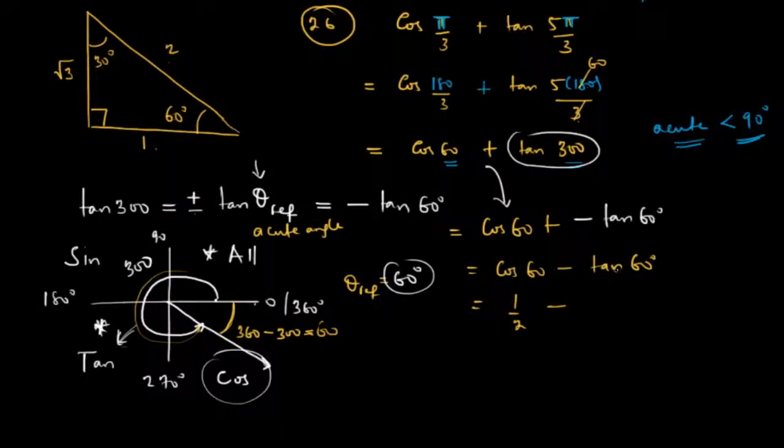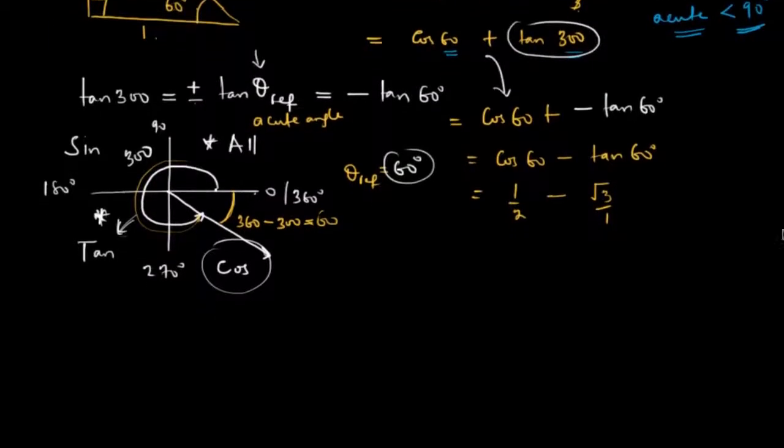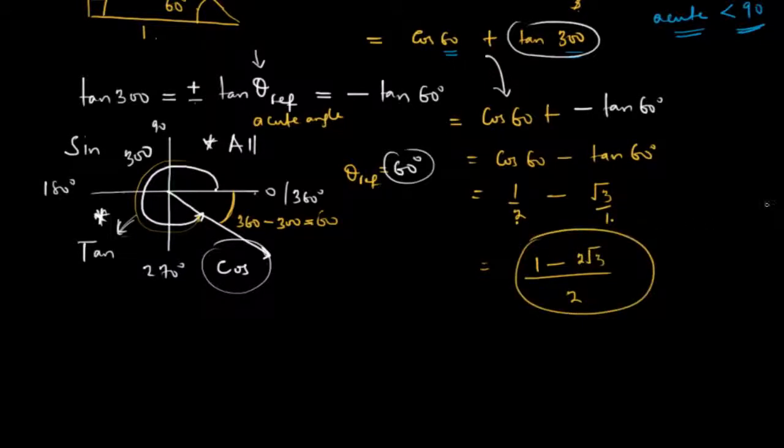Now the tangent of 60 is the opposite over the adjacent, that is root 3 over 1. And then we simplify this. The LCM of 2 and 1 is 2. 2 divided by 2 is 1 times 1, that's 1. Negative, 2 divided by 1 is 2 times root 3, that will be 2 root 3. So this is your final answer.